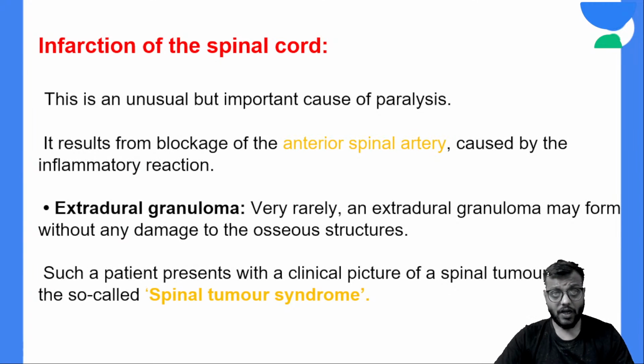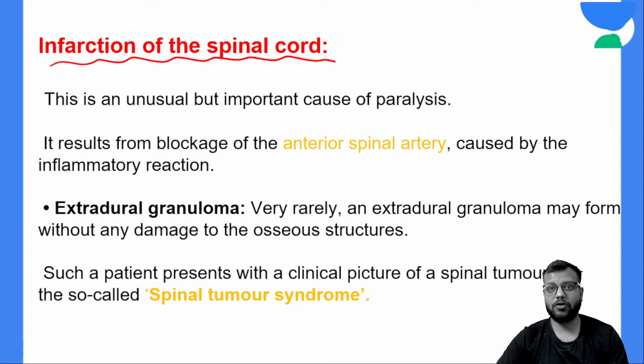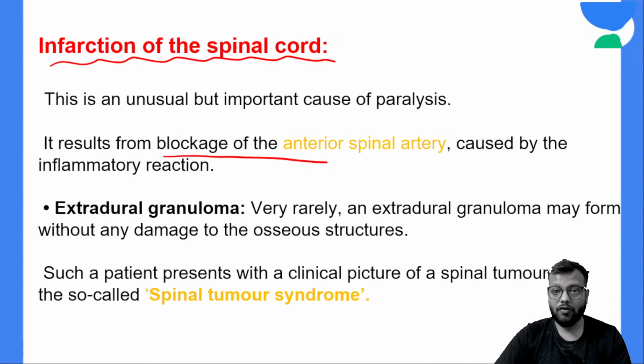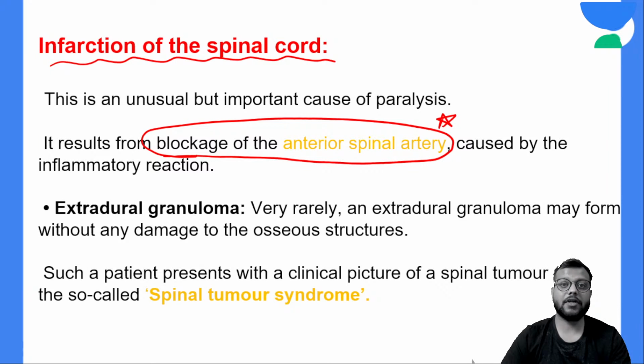Now another cause is infection of the spinal cord. There will be a cytokine storm, necrosis and edema. Because of all this, there can be blockage of the anterior spinal artery. Remember which artery? Anterior. Here also anterior has come. So the anterior spinal artery will be blocked due to the inflammatory reaction, and it can lead to paralysis or compression.